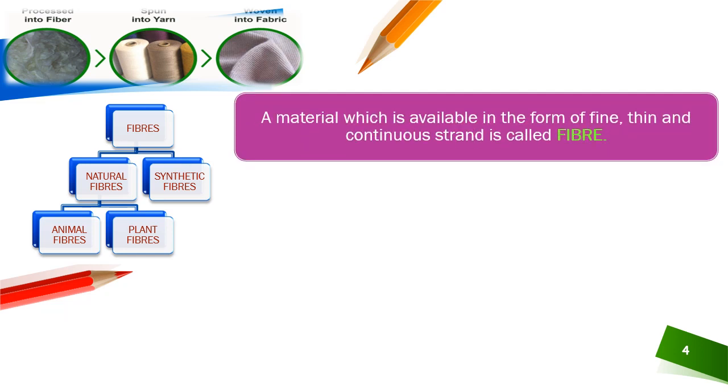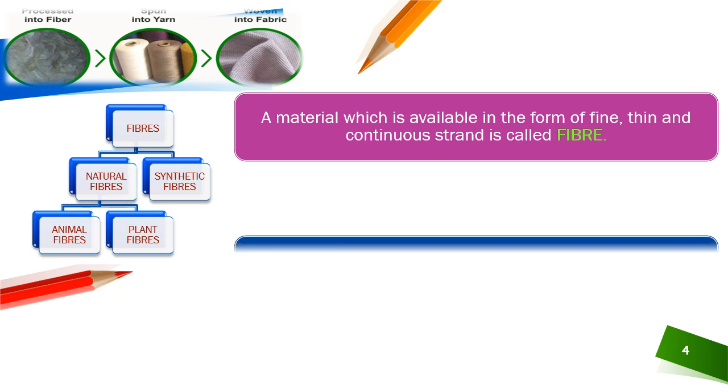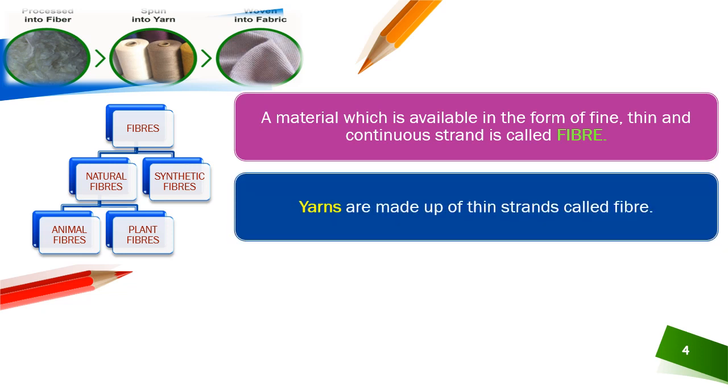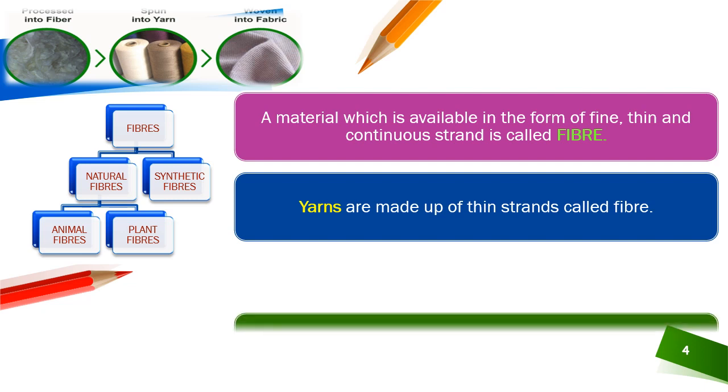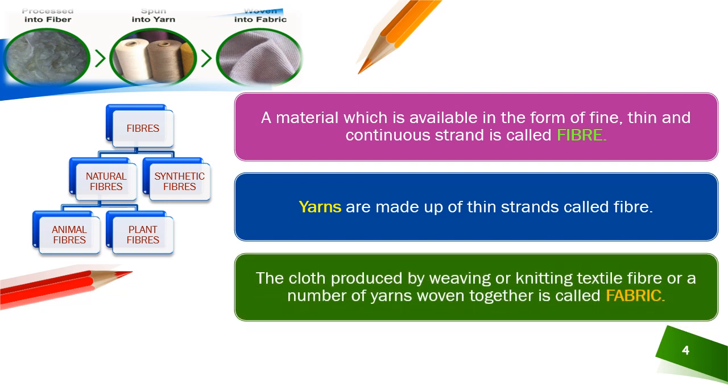What is a fiber? A material which is available in the form of fine, thin and continuous strand is called fiber. The fiber is converted into yarns. Yarns are made up of thin strands called fiber. The cloth produced by weaving or knitting textile fiber or a number of yarns woven together is called fabric.